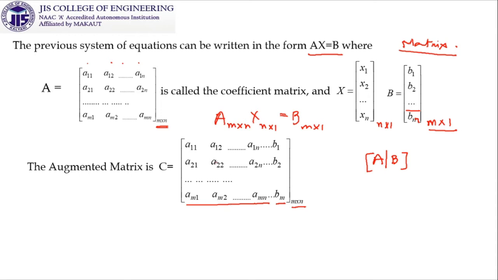How many rows are there? m. How many rows are there? m. But the number of columns is n here, and if you are adding one column, is it going to be m cross n? No. So here also you can get an error: it is going to be m cross n plus 1. This is the order of the augmented matrix.